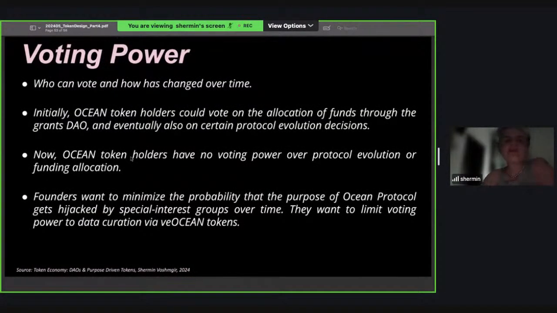Voting power. So here the question is who can vote and how has that changed over time? What is maybe worth mentioning is that initially Ocean token holders could vote on the allocation of funds through a grants DAO that used to exist. This grants DAO doesn't exist anymore. Only for the allocation of funds, grants to certain projects.